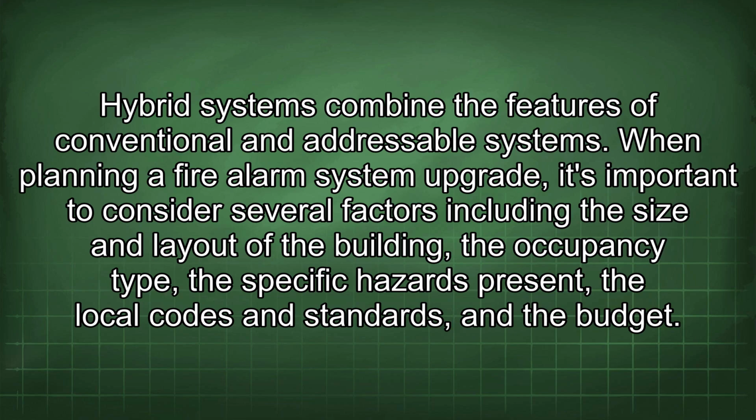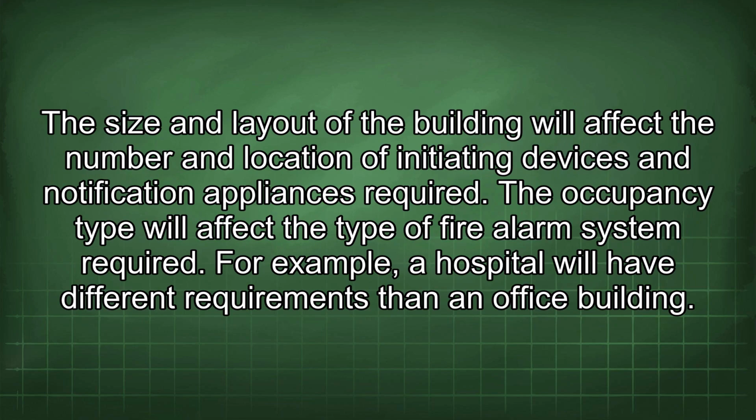When planning a fire alarm system upgrade, it's important to consider several factors including the size and layout of the building, the occupancy type, the specific hazards present, the local codes and standards, and the budget. The size and layout of the building will affect the number and location of initiating devices and notification appliances required. The occupancy type will affect the type of fire alarm system required. For example, a hospital will have different requirements than an office building.